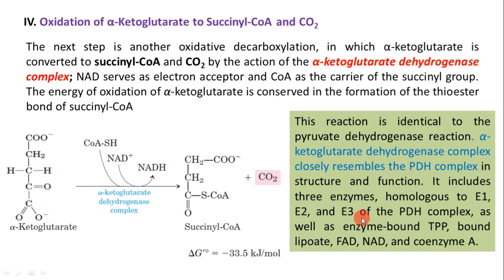E1, E2 and E3. The similar enzymes are also present in the case of the alpha-ketoglutarate dehydrogenase enzyme. Also, the cofactors of PDH were TPP, thiamine pyrophosphate, and lipoid, FAD, NAD, as well as coenzyme A. All these compounds are also present in the alpha-ketoglutarate dehydrogenase enzyme complex. So, the formation of succinyl coenzyme A from alpha-ketoglutarate is very similar to the formation of acetyl coenzyme A from pyruvic acid.